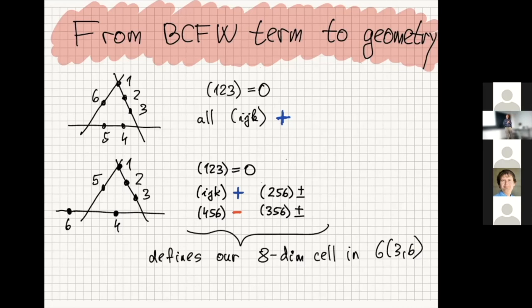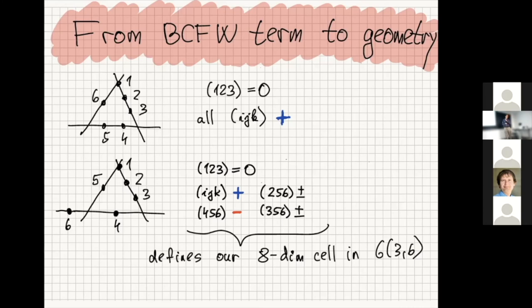Okay, so this is a definition. This is an invariant way. The way I drew these pictures depends on what I choose as an origin, how I draw it exactly. But the set of these inequalities is an invariant way to define the cell. So this defines some 8-dimensional cell in G3-6. Not a positive Grassmannian, the minors are not all positive anymore, but some 8-dimensional cell.